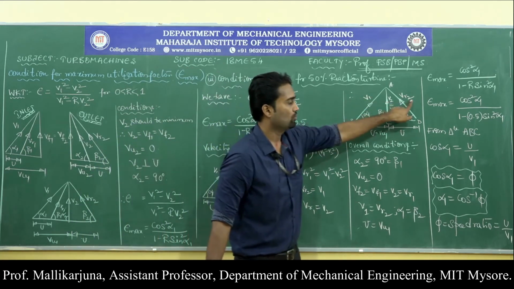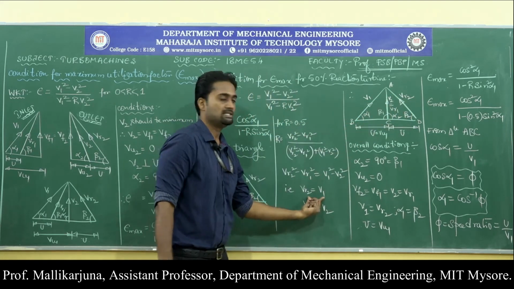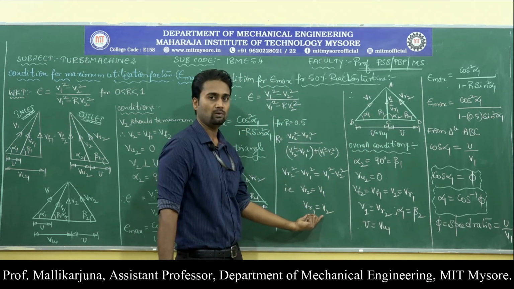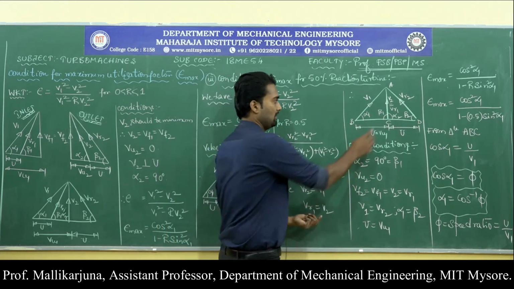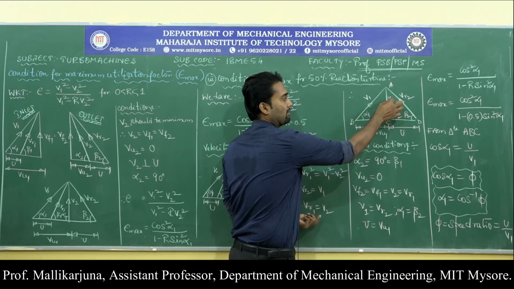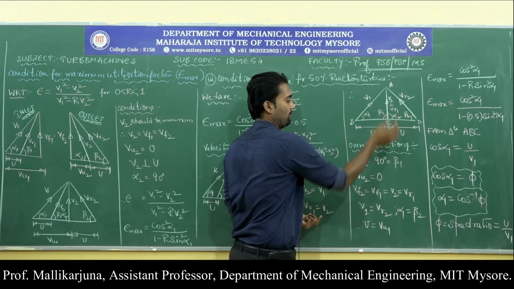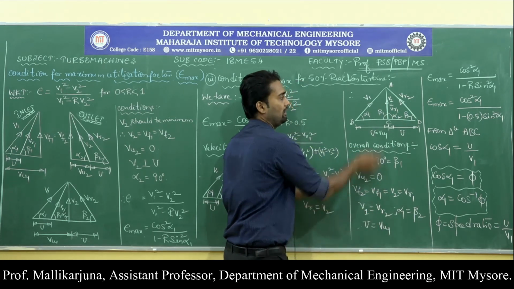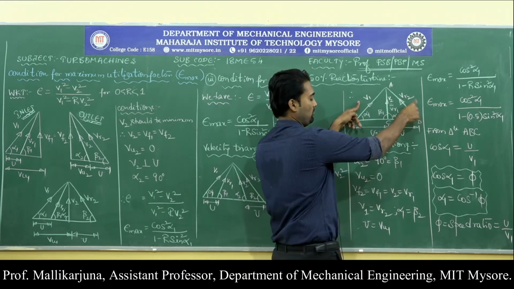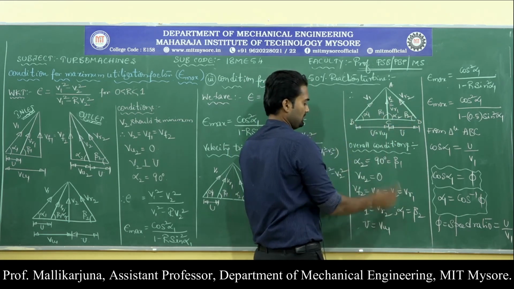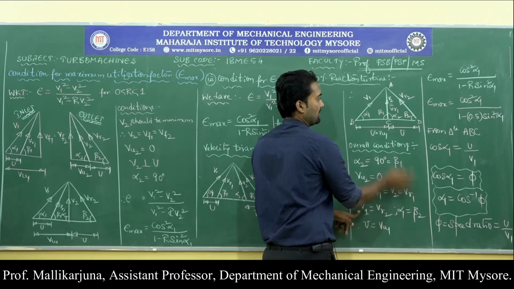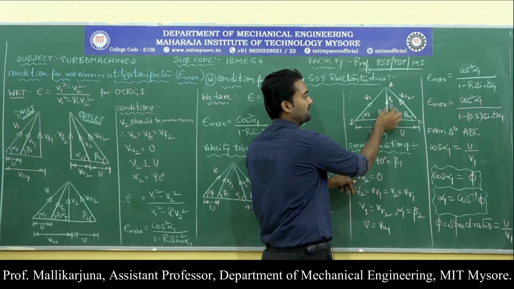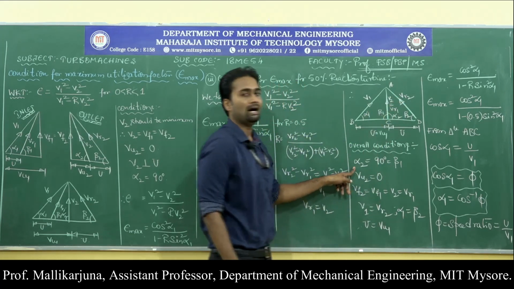V1 is equal to VR2, and V2 should be equal to VR1. V2 should be equal to VR1 in the sense this alpha 2 and beta 1 corresponding to these two should be equal. Alpha 1 and beta 2 should be equal, and for this condition V1 is equal to VR2. Please look on to this. Alpha 1 is equal to beta 2 and beta 1 should be equal to alpha 2, which is equal to 90 degree for V2 is equal to VR1.